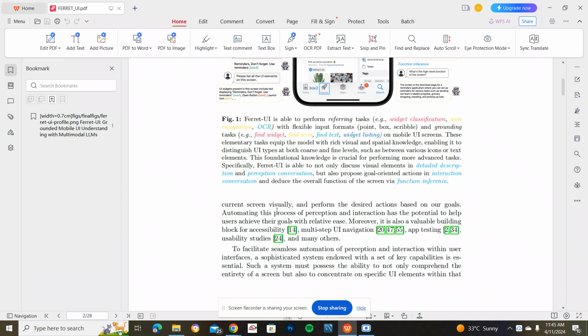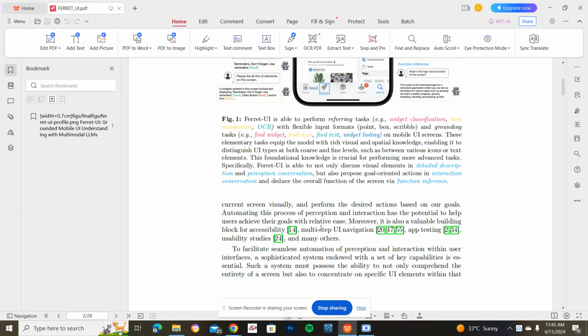Inspect means we look at the screen and just understand that after tapping this button, this will happen, my goals will be satisfied and my work will be done. But automating this process of perception and interaction has the potential to help users achieve their goals with relative ease. See, technology is all about ease.